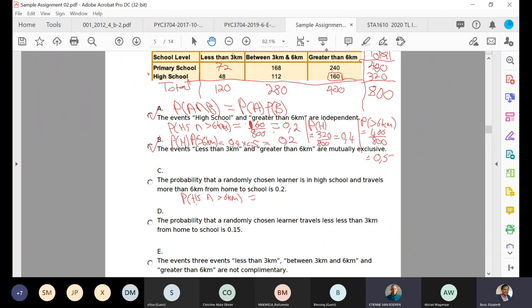We did that in A already. It's, yes, 0,2. We did find it. It's 0,2. Yes. You didn't even have to go and scratch your head again on this one.